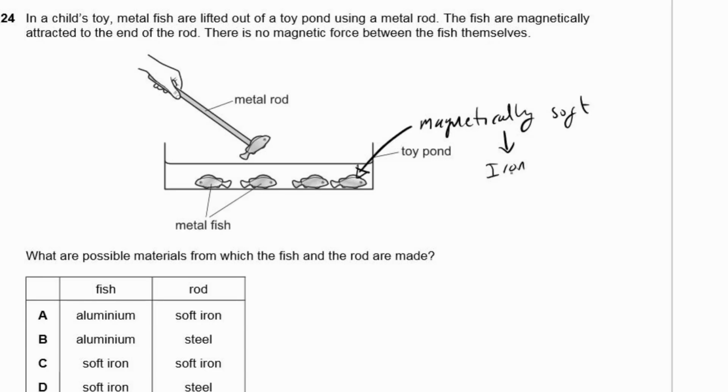So the fish are made of iron. The metal rod, if it's attracting the fish, must be a permanent magnet of some sort, so it's probably made of steel. There we go. So we're going to have a steel metal rod and iron fish. There we go. Possibility D, soft iron, and the rod would be made of steel.